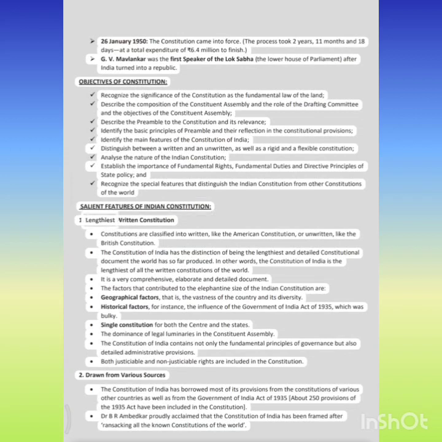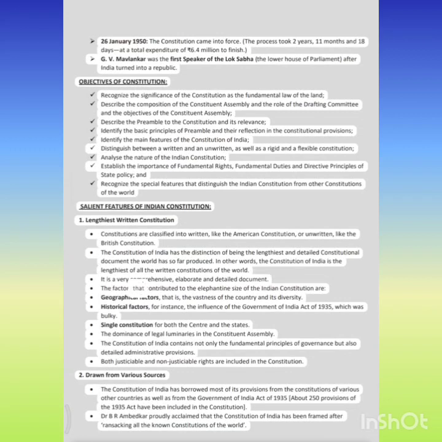1. Lengthiest written constitution. Constitutions are classified into written, like the American Constitution, or unwritten, like the British Constitution. The Constitution of India has the distinction of being the lengthiest and detailed constitutional document the world has so far produced. In other words, the Constitution of India is the lengthiest of all the written constitutions of the world. It is a very comprehensive, elaborate and detailed document.